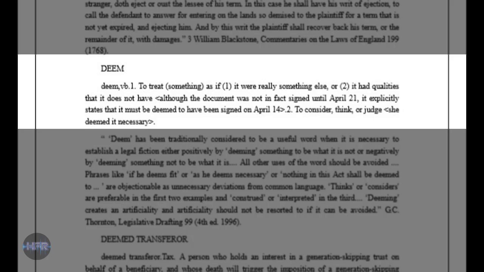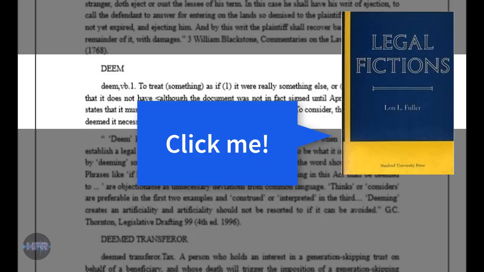Lon Fuller has a book that you need called Legal Fictions. It's like the authority on the subject. It is on the SPC University website. You can click the link right there on the screen, and it will take you over to SPC University, okay?